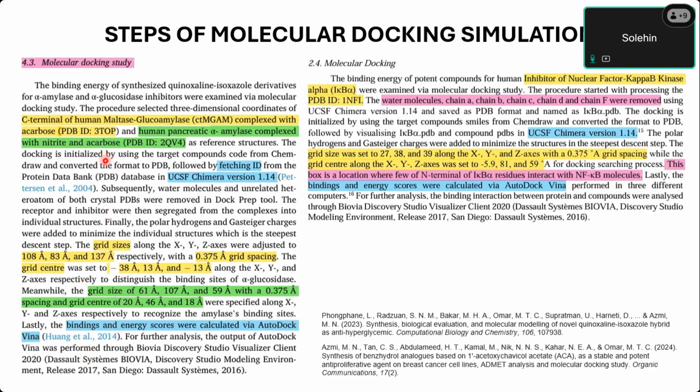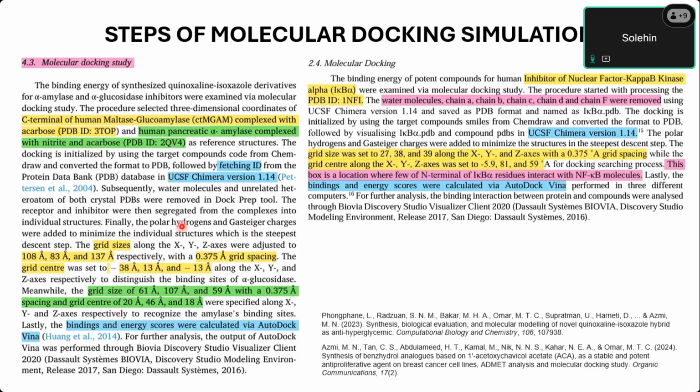And we can see here the grid size for the alpha glucosidase, sorry. They use 108 angstrom, 83 angstrom, and 137 angstrom. You can highlight this one, and also 0.375 angstrom grid spacing with the grid center of negative 38 Å, 13 Å, and negative 13 Å. Okay, this is the interesting part. You need to highlight and take notes if you are doing docking for alpha glucosidase.